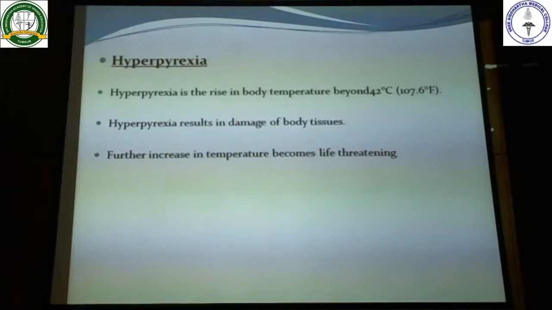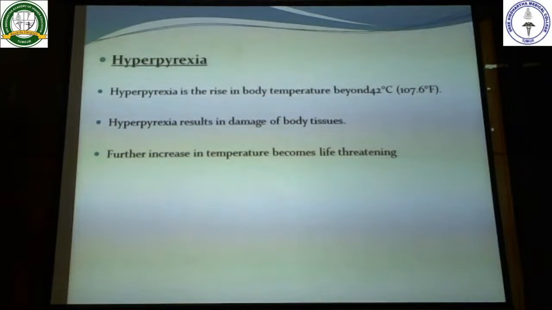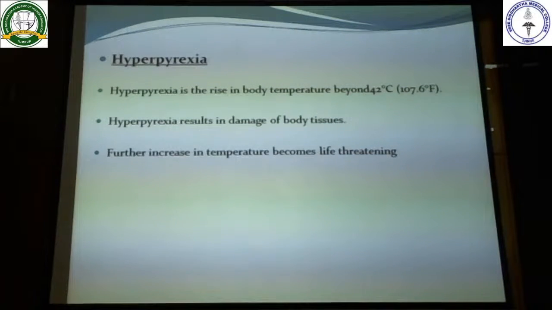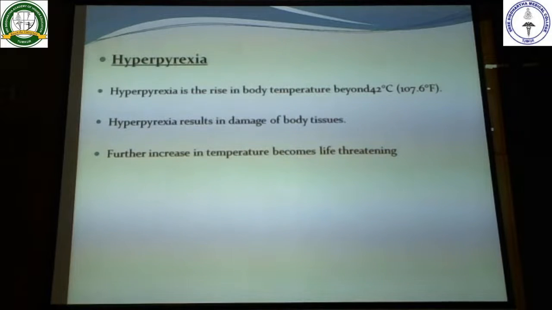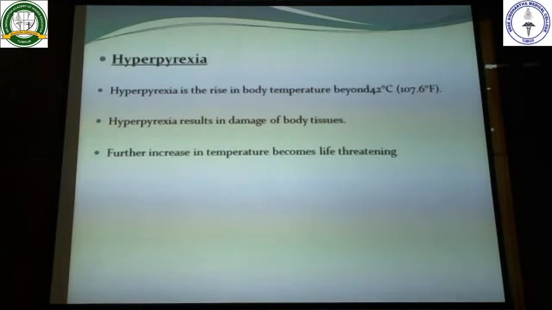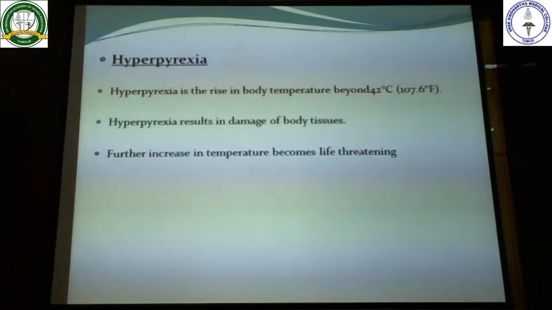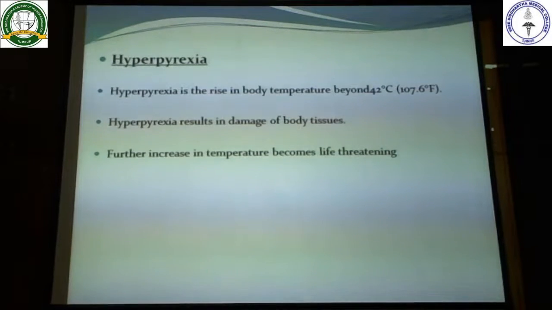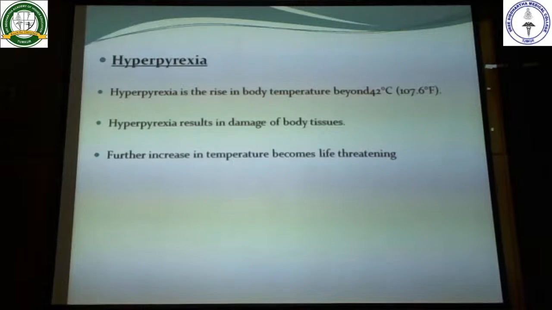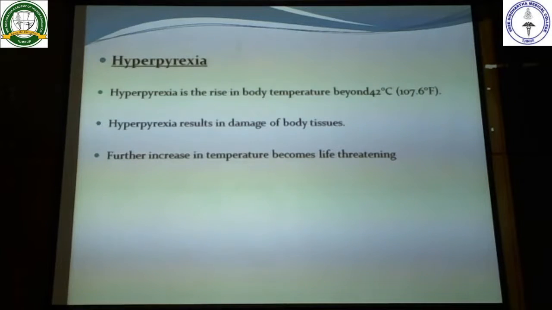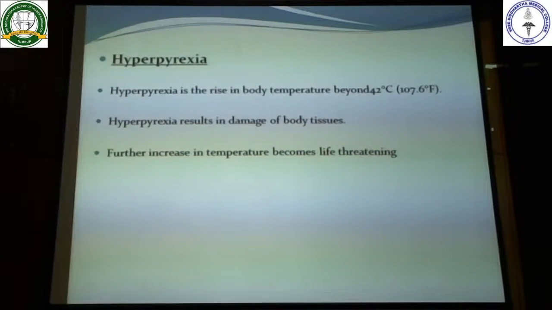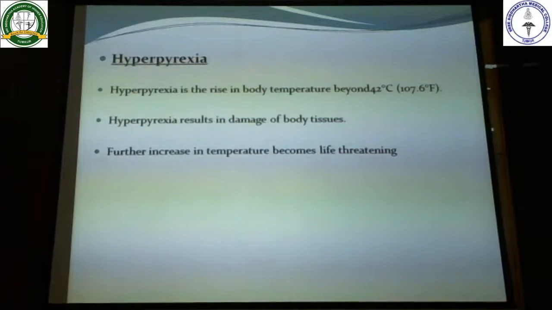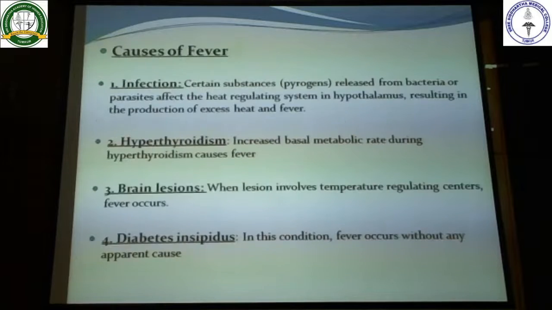Now coming to hyperpyrexia. Hyperpyrexia is when the body temperature is beyond 42 degrees centigrade or 107 degree Fahrenheit. In such conditions it is considered hyperpyrexia, which is a very dangerous condition, because the body tissues will be damaged, and the person can end up in seizures, especially the elder aged people, right? They end up in seizures, coma, and even death can occur if it is not immediately treated, right? So this is about hyperpyrexia.